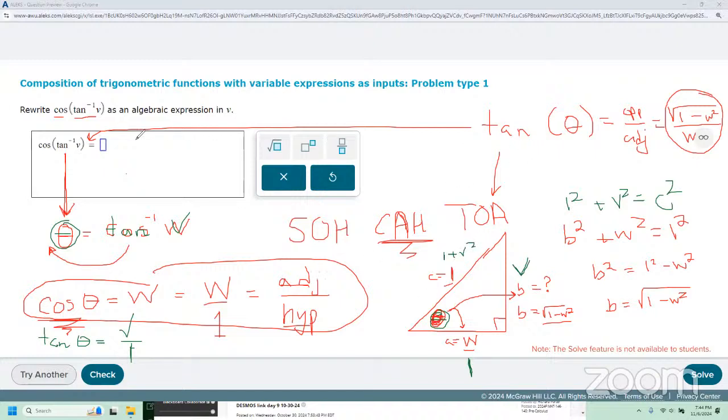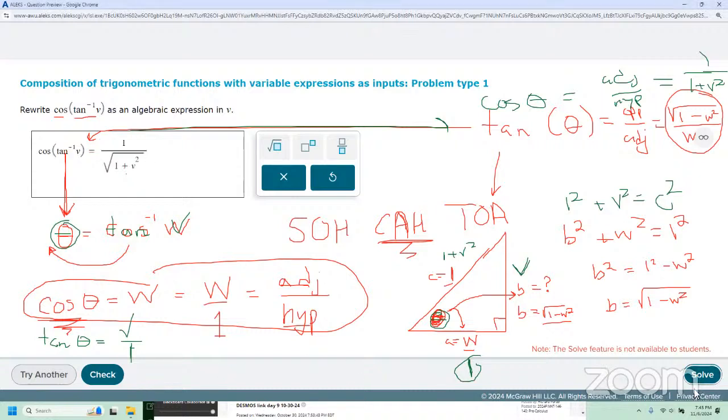Okay, now you have to come back here and you're looking for the cosine of theta. Cosine is adjacent over hypotenuse. So the adjacent here is the number 1, and the hypotenuse is 1 plus V squared. Okay, that's how you do these problems. So there's the answer.